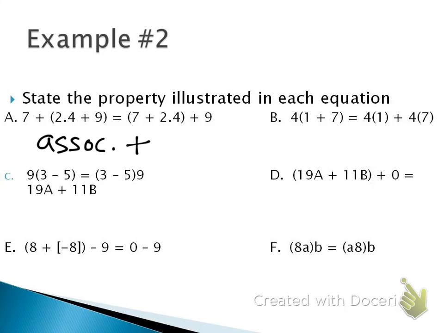What's going on in letter B? Distributive. Good. You don't have to say addition or multiplication here. It involves both. So distributive property is fine. You can see they're doing 4 times the 1, 4 times the 7.